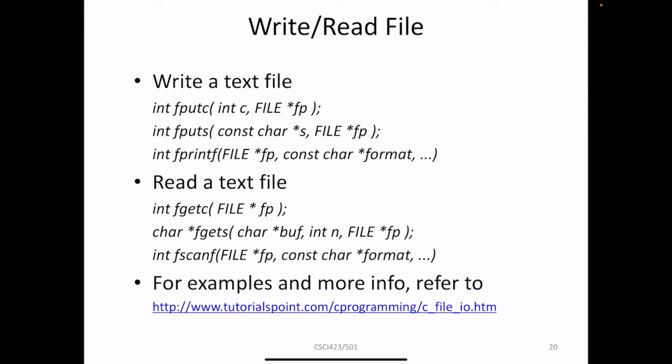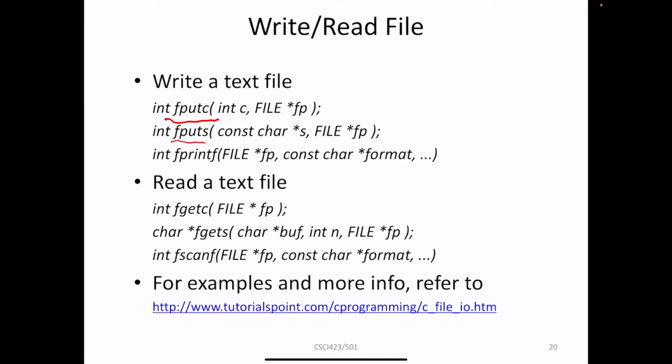In order to manipulate the file, there are a number of functions we can use to write and read a file. Here we use the functions for a text file as an example. If you want to know the functions for a binary file, you may refer to the tutorial link down below to get more details. First, let's see the 3 write functions. The fputc function writes character c or integer to the current position in file fp, but usually we treat the integer as a character.